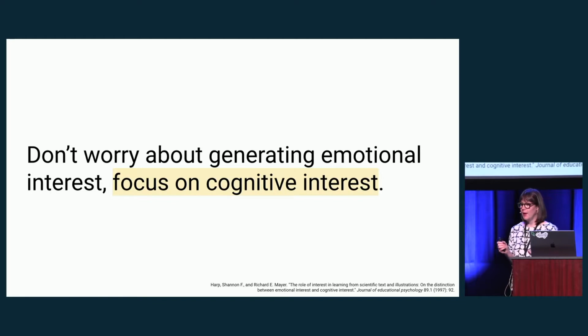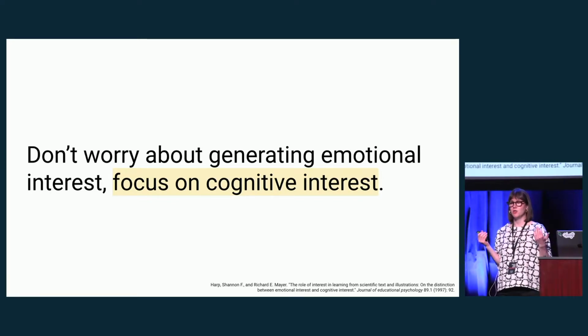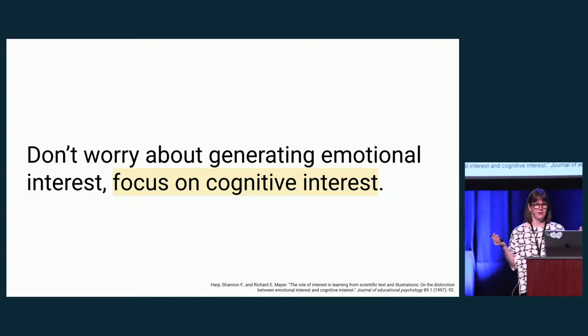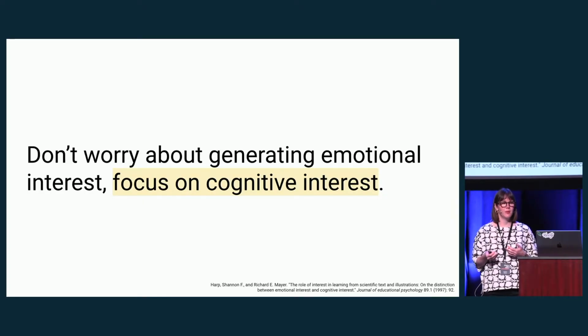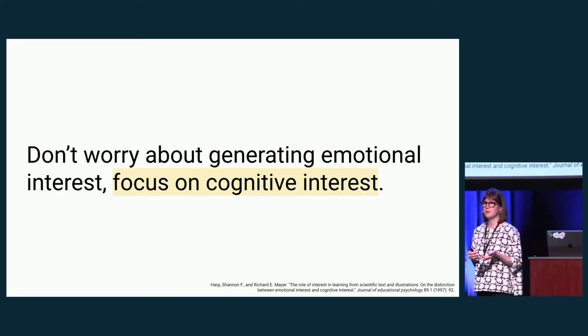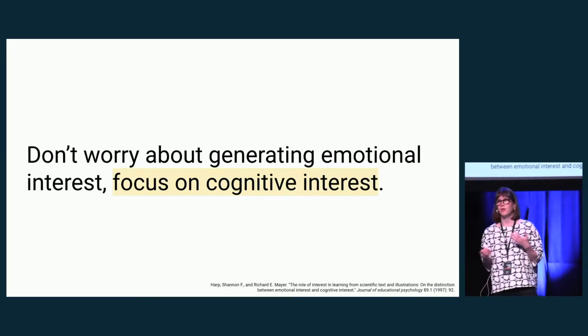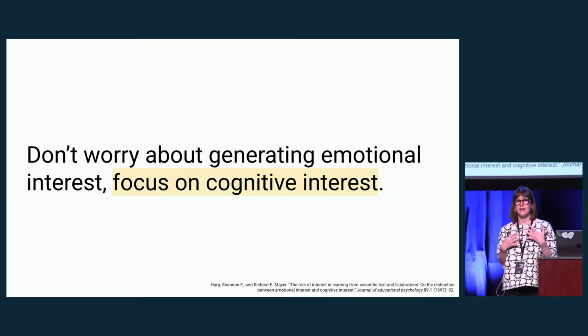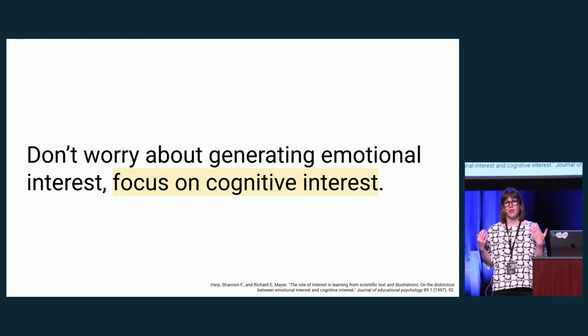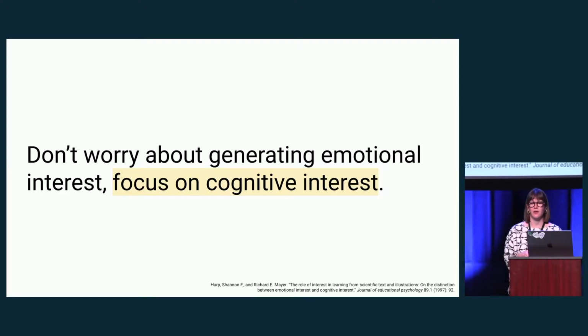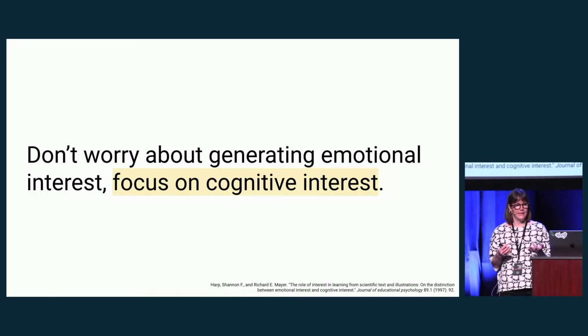So don't worry about generating emotional interest. Focus on cognitive interest. Emotional interest is generated when we add interesting but ultimately irrelevant text or images to the material, like that roller coaster we saw. You think that that's an emotional interest, it evokes a feeling, but actually these details are irrelevant and they make the text look better. The thinking sometimes is that this might energize readers into paying more attention and therefore see better learning outcomes. However, this isn't the case.